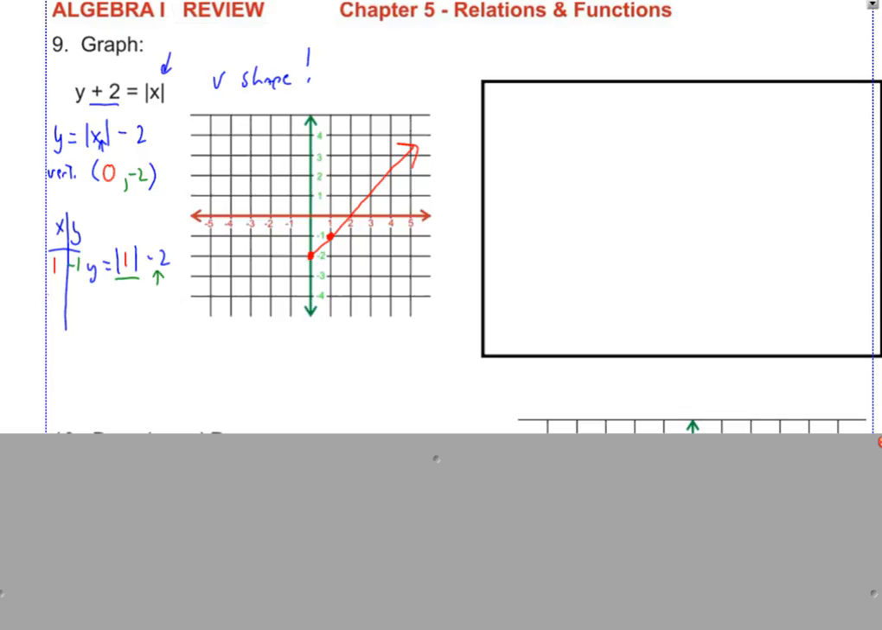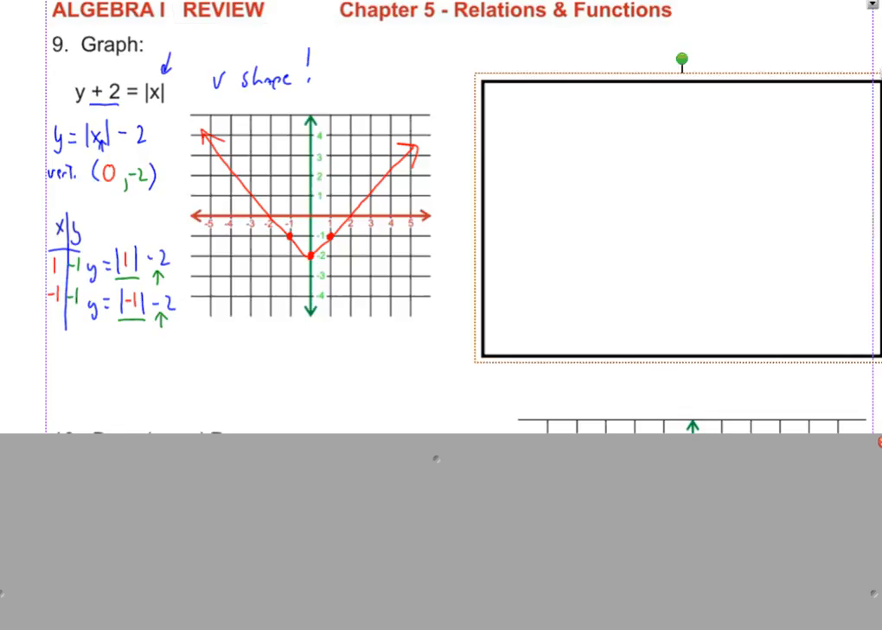Now I need a point on the other side. I'll do negative 1. Again, the function, and where the x value is, I'll put in negative 1. What's the absolute value of negative 1? It's 1. What's a positive 1 and a negative 2? And negative 1. And my point is at 1 left and 1 down, right there. And I know the other side then goes off like that. And I've graphed that absolute value.